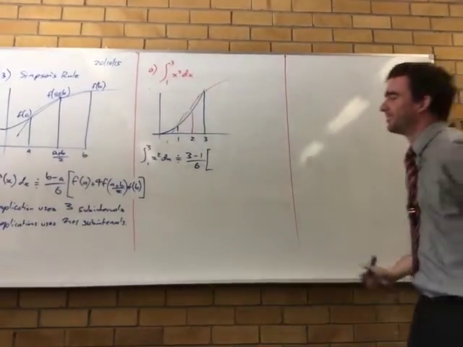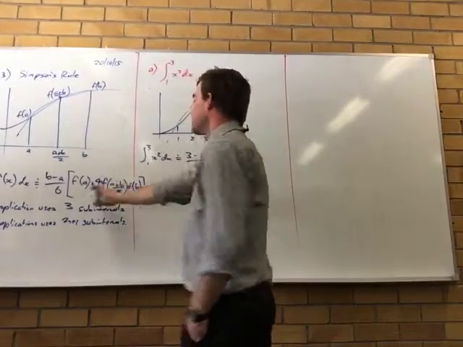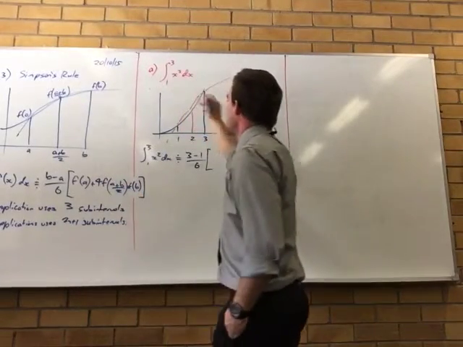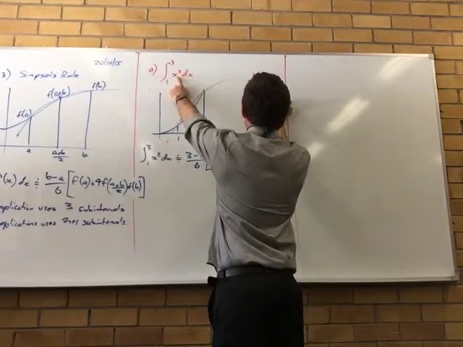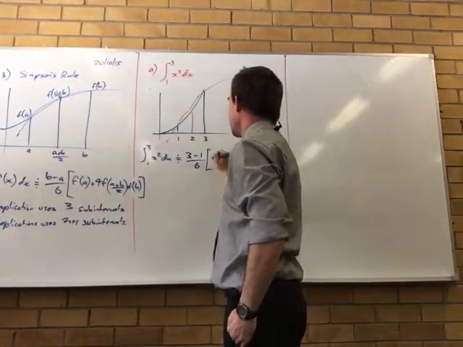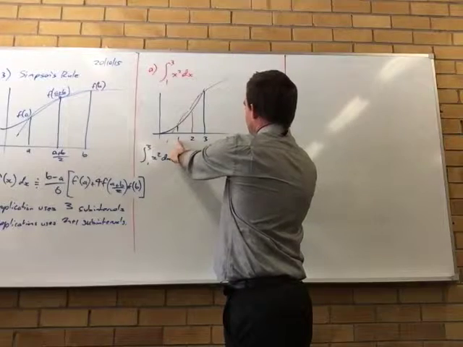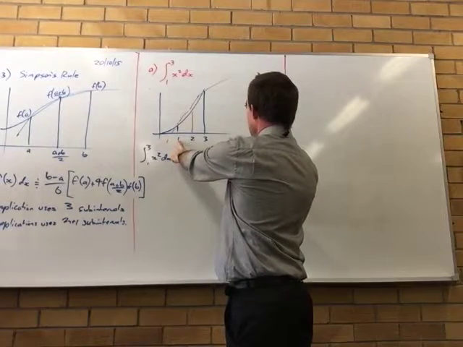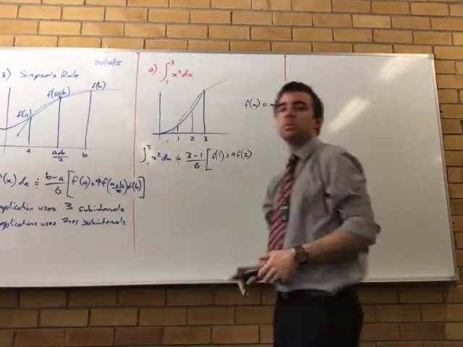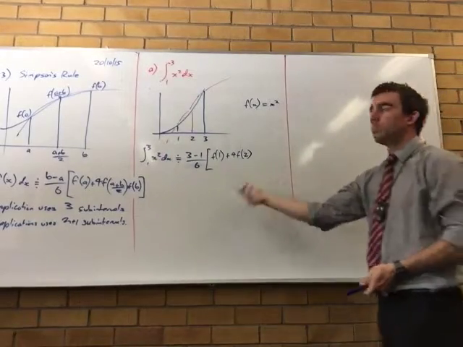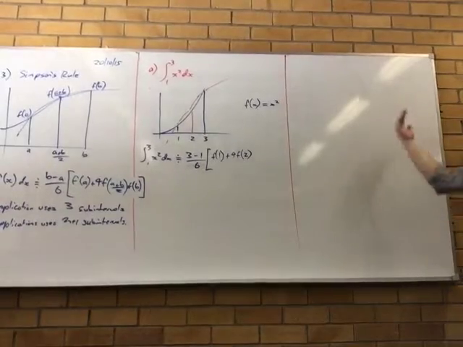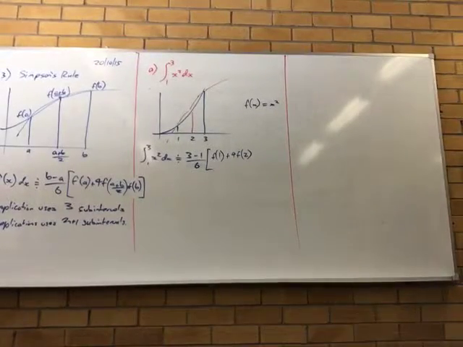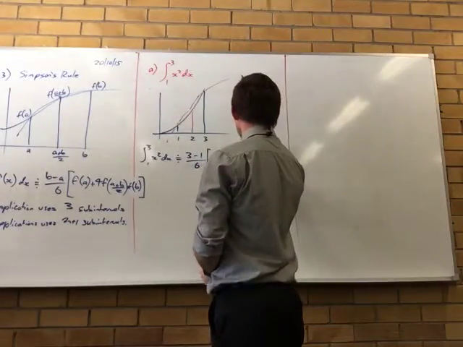If f of x, remember, is the functional value here, x squared, then we're going to do f of 1 plus 4 lots of f of 2. So instead of writing a plus b over 2, I'm just using my common sense that 2 is halfway between 1 and 3, and I'm going to calculate f of 2, plus f of 3.